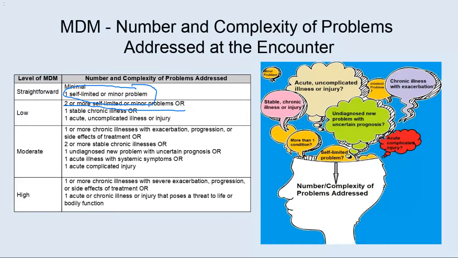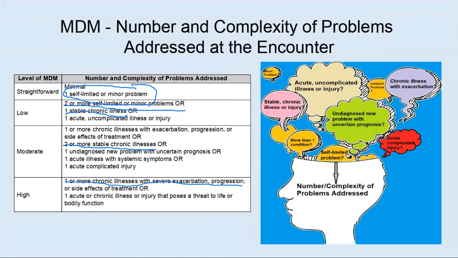And then for low, you also have 1 stable chronic illness. And then in moderate, you have 2 or more stable chronic illnesses. So more than 1, again, takes it up 1 level. In high, you have chronic illnesses, but these are not stable. These are severe, exacerbation, progression, side effects, etc.